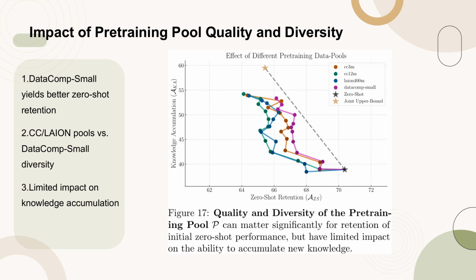Figure 17 illustrates the significant impact of the quality and diversity of the pre-training data pool on the retention of initial zero-shot performance. Notably, the use of DataComp Small, which has a higher multilingual and cultural diversity compared to CC/LAION pools, results in significantly better zero-shot retention properties. However, the diversity and quality of the pre-training pool have limited impact on the model's ability to accumulate new knowledge.